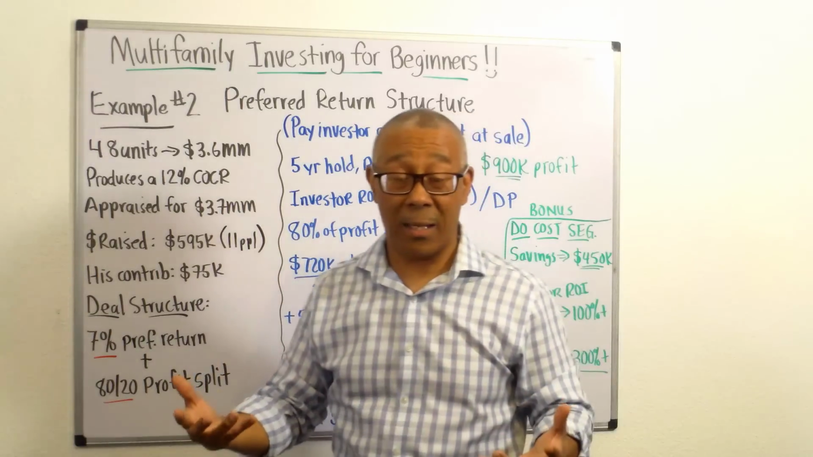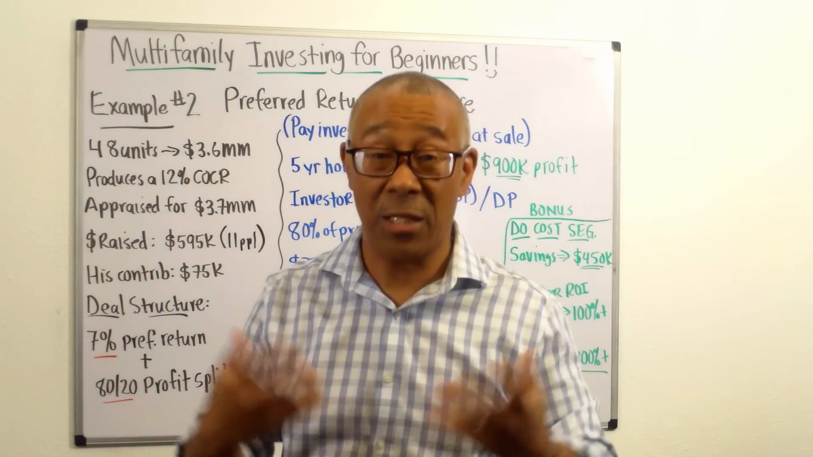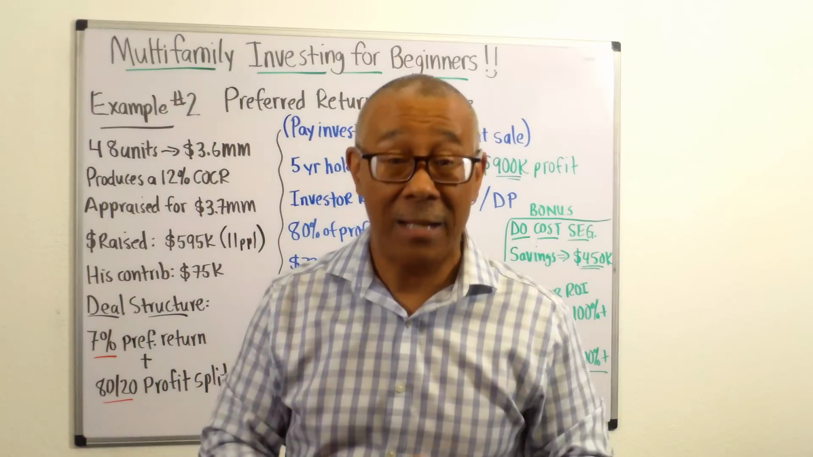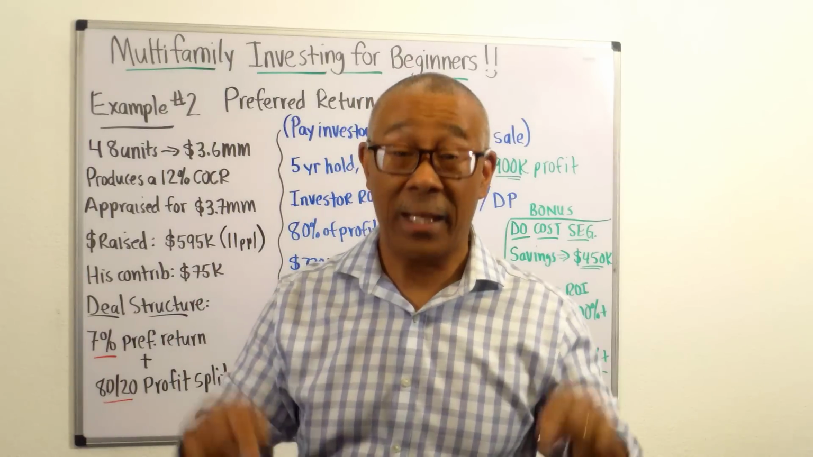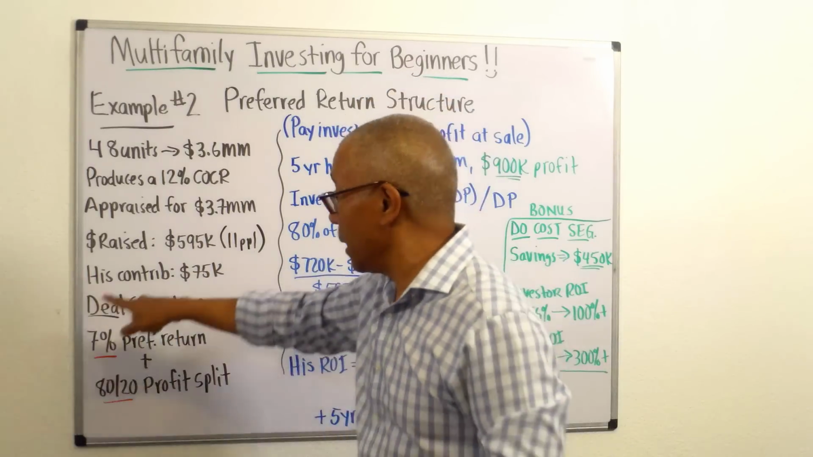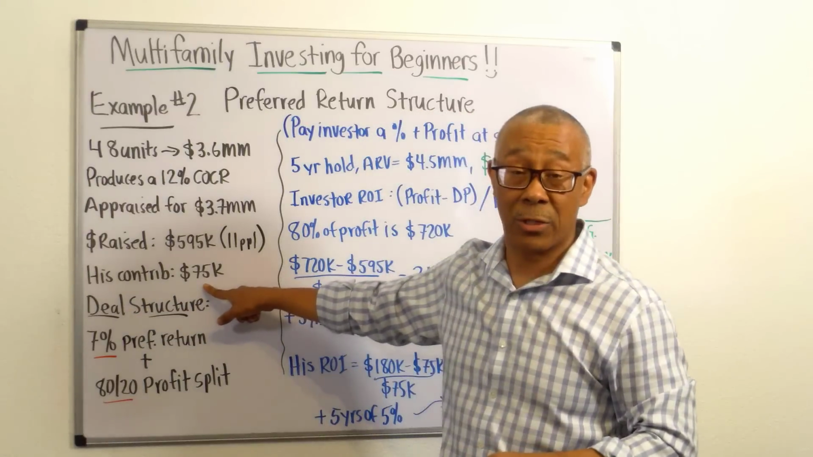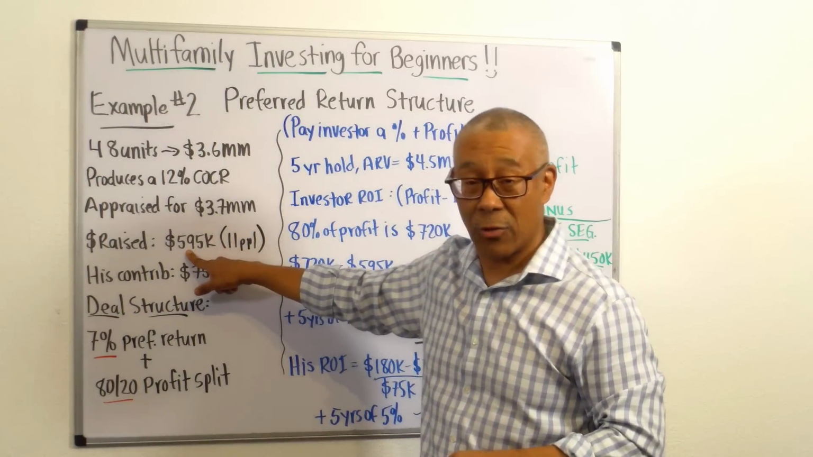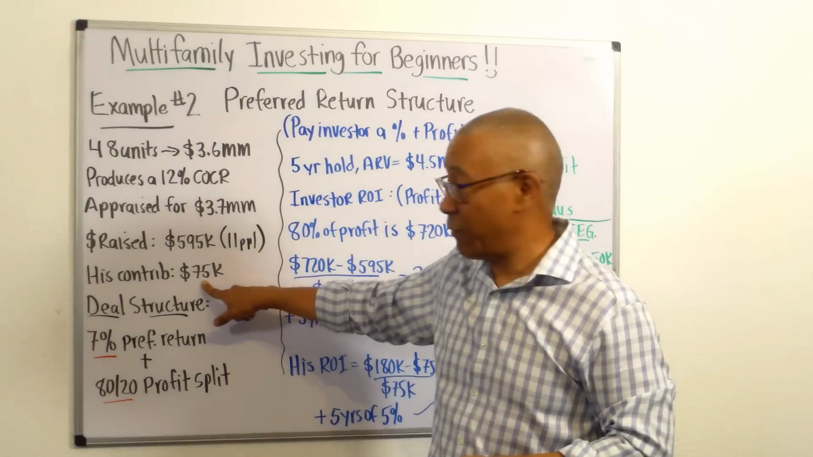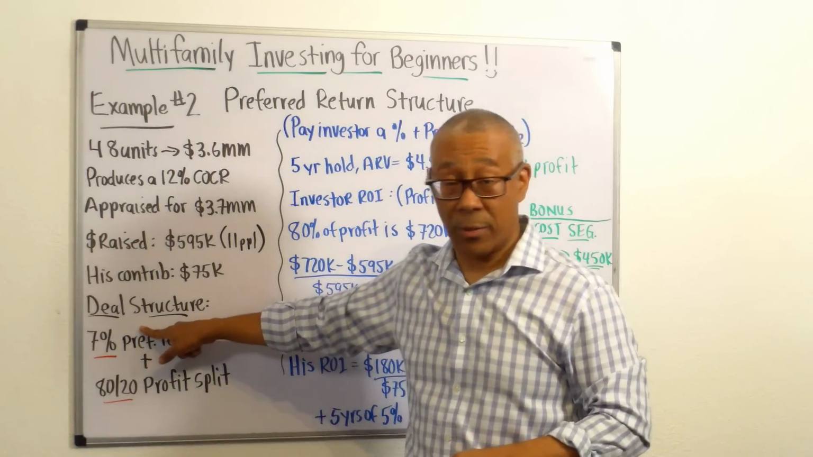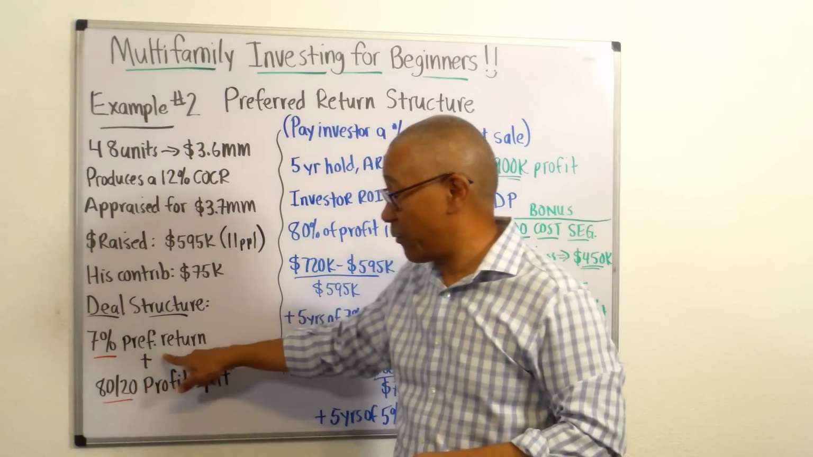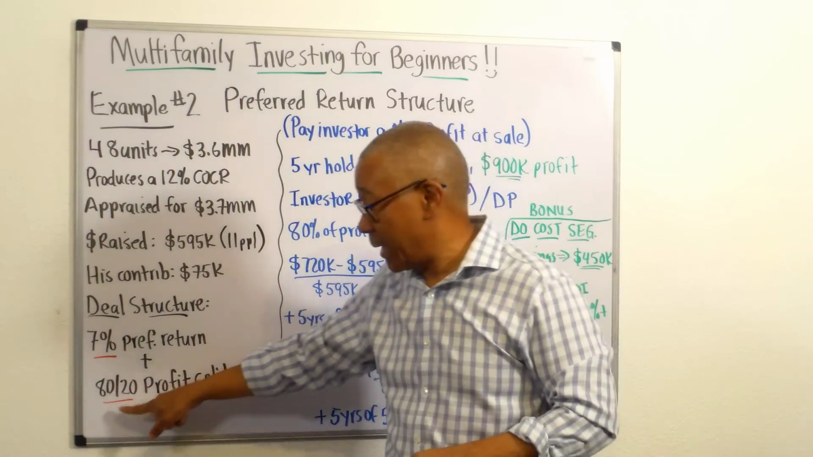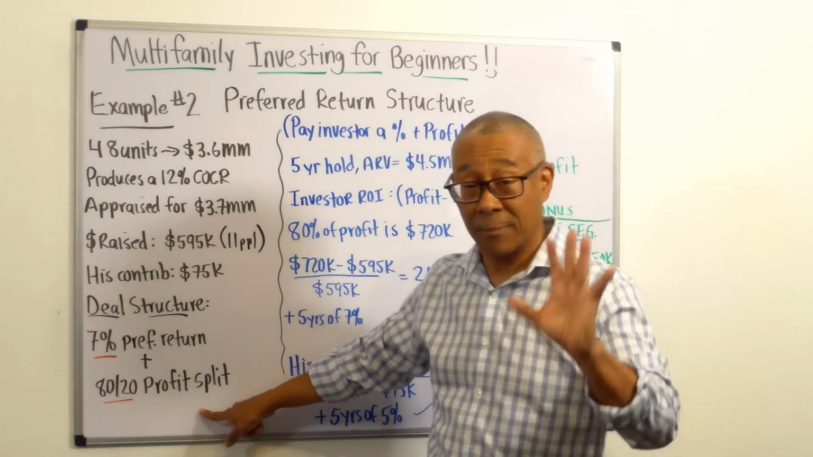Now, that may appear a lot to you, but this is his first time doing it. So he had to use 11 people, but guess what? He got it done, okay? He is putting in himself $75,000, okay? That's his contribution. So again, investors putting in $595,000, he's putting in $75,000. Here is the deal structure, okay? It's a 7% preferred return plus an 80-20 profit split, okay?